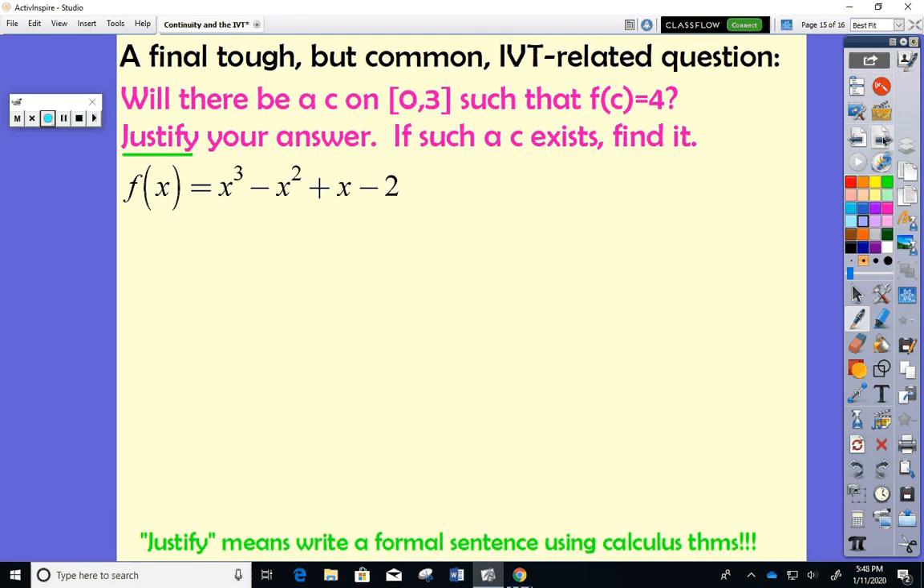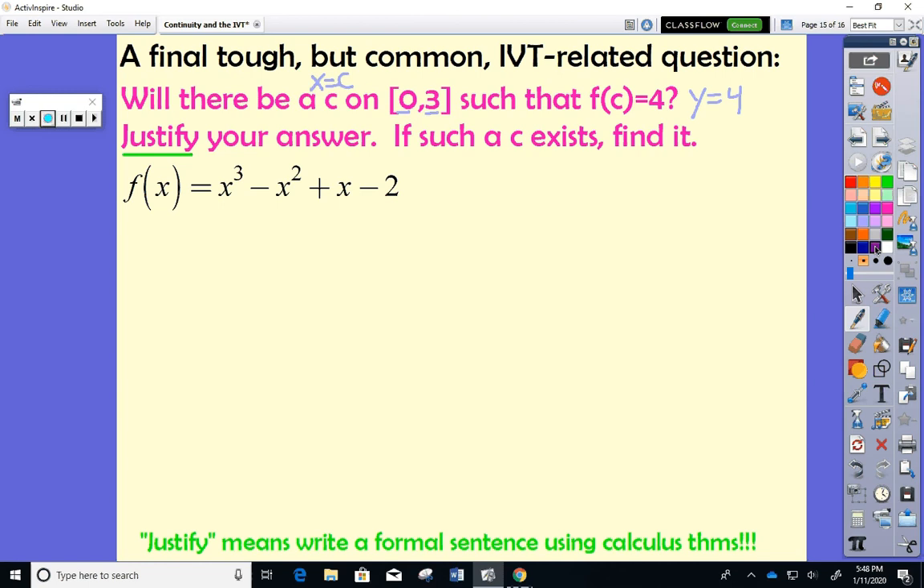All right, so what kinds of questions might you have? A final tough but common IVT-related question. Will there be a c on 0 to 3? Remember, guys, will there be a value x equal to c that falls between x equals 0 and x equals 3, such that f of c equals 4? So I'm saying the y value is 4. What you've got to do is decide, are the conditions set forth by the IVT met?